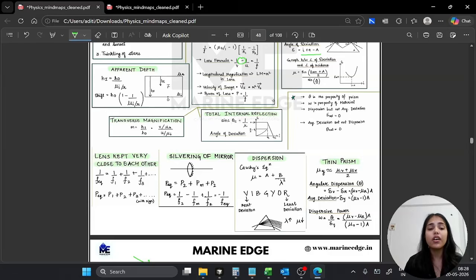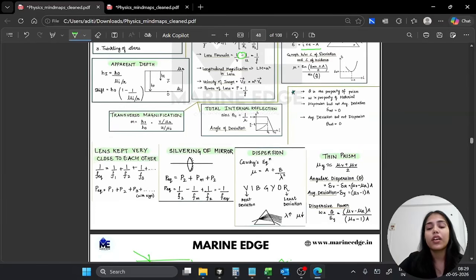Now, when we keep lenses close to each other, in that case, the equivalent focal length of the multiple lenses or multiple mirrors is given by 1 by f1 plus 1 by f2 plus 1 by f3, they can be added. Power is whatever is the gain or increase in the image size. Okay, and the power of multiple lenses is added together. The SI unit of power is diopter.